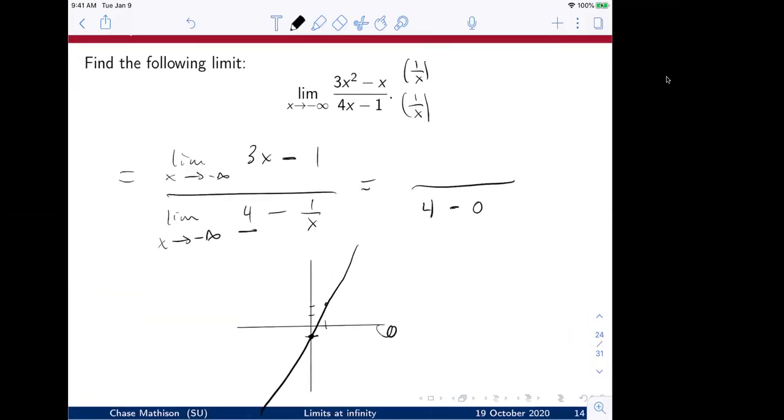The top is going off, 3x minus 1. As x gets very, very big in the negative direction, this is just going off to negative infinity. Okay, and so we could say that this limit is negative infinity, or you could say that the limit does not exist. I would prefer that here you put negative infinity.